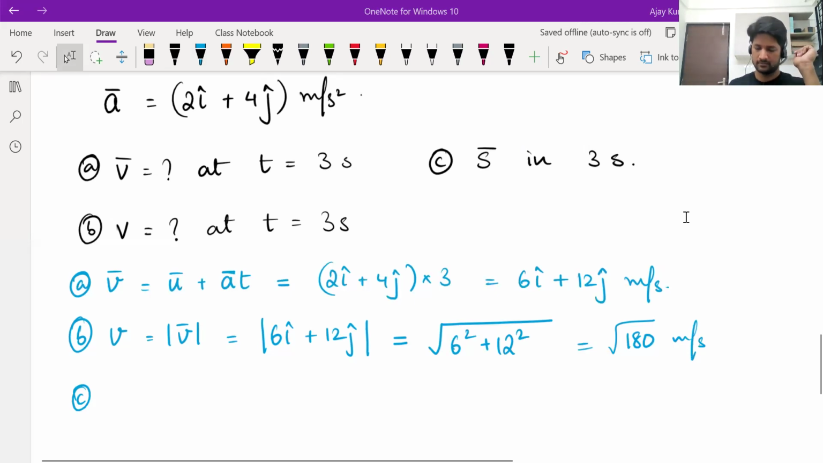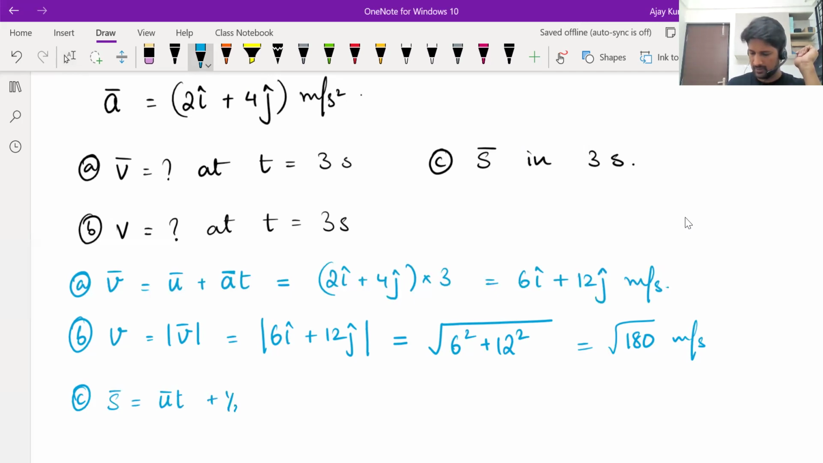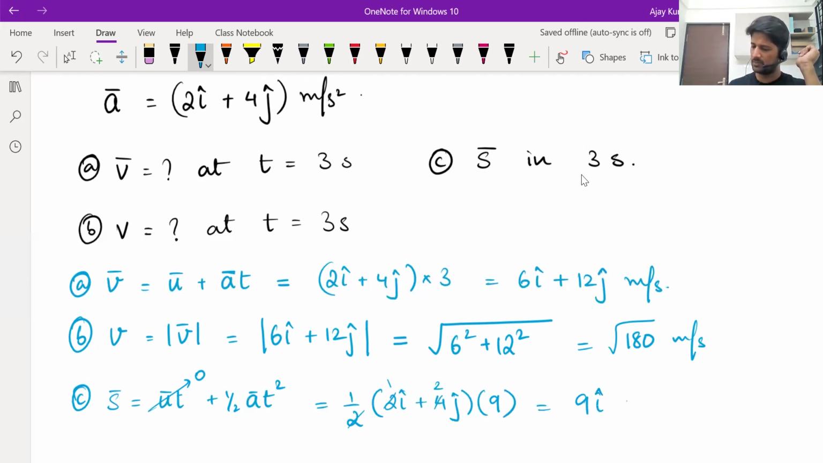Sir, S is equal to ut plus half at square. Correct. S vector is u vector into t plus half a vector into t square. So how much will the displacement be in this case? U is 0, so ut will be 0. Half a vector is 2i cap plus 4j cap. T is 3 seconds, t square would be 9. Okay, you can cancel this 1, 2. So 1i cap plus 2j cap into 9 effectively becomes 9i cap plus 18j cap meters. That is the displacement.